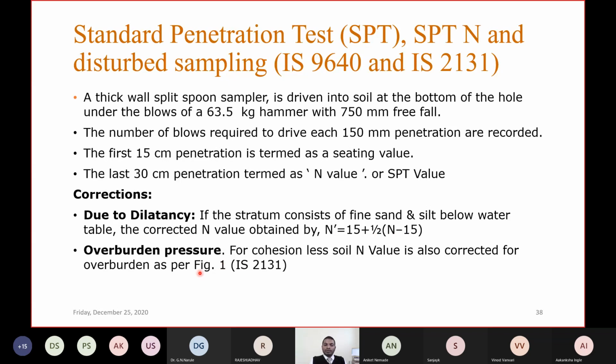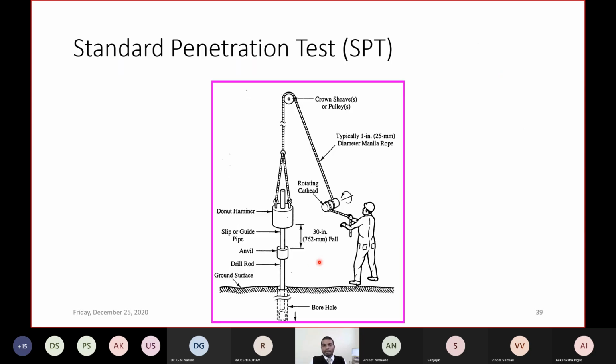And further, a reference figure, a graph, is given. From that, the overburden correction should be applied. So this is the typical setup of the SPT. Over here, your bore is advanced up to the desired depth, and then with the casing, your arrangement should be such that it is perfectly vertical.